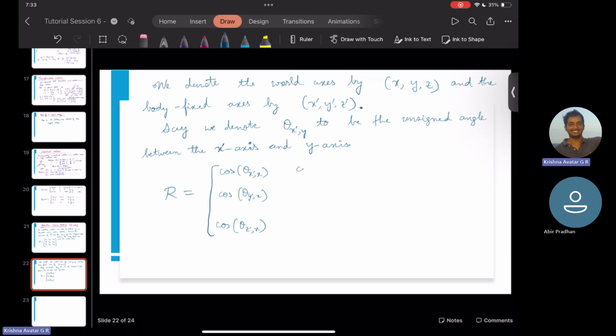Now, likewise, in the second column, we have cosine theta x prime with respect to y, cosine theta y prime with respect to y, and cosine theta z prime with respect to y, or the angle between the axis x prime and y. And in the third column, we have the cosine of the angle between the x prime and z axes, the cosine of the angle between the y prime axis and z axis, and the cosine of the angle between the z prime axis and z.